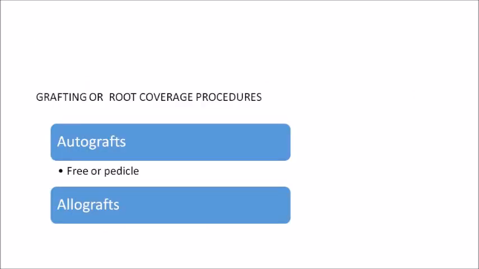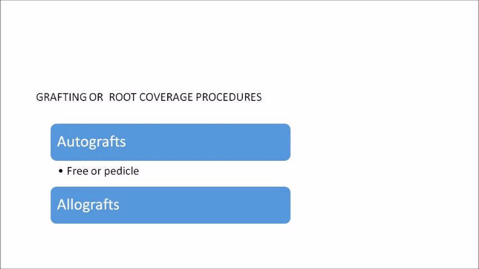So when we attempt to cover this denuded root surface, we can use autografts or allografts. Autografts means the graft is taken from the same person and it can be free or pedicle. Free means the graft tissue is freed from its original site. For example, you want to cover a lower anterior teeth labial tissue recession and you are taking a connective tissue graft from the palatal area. So this is a free graft.